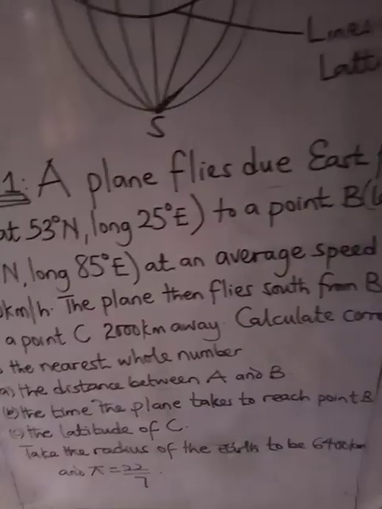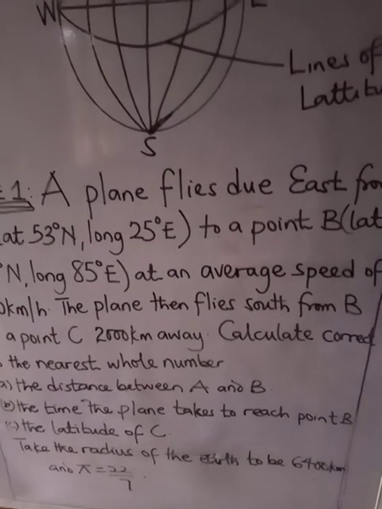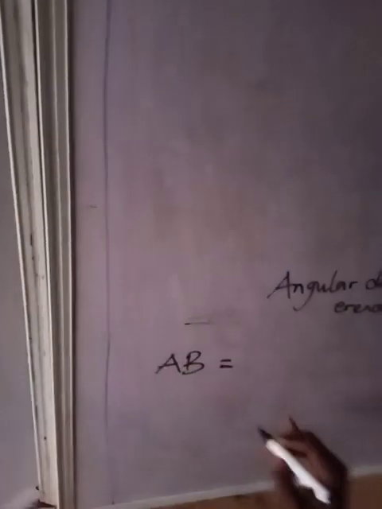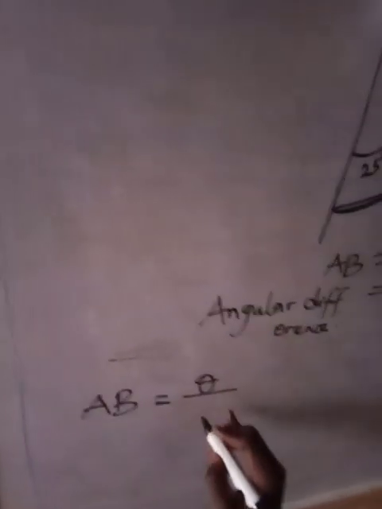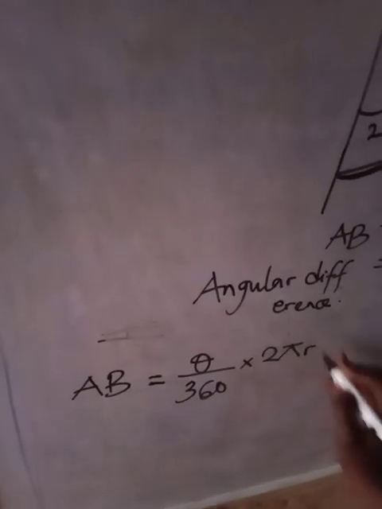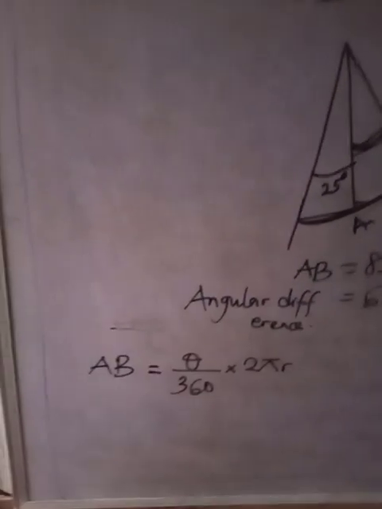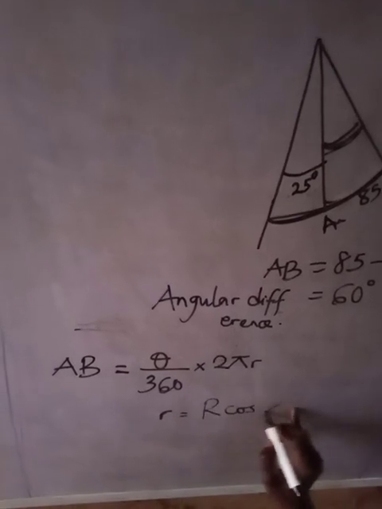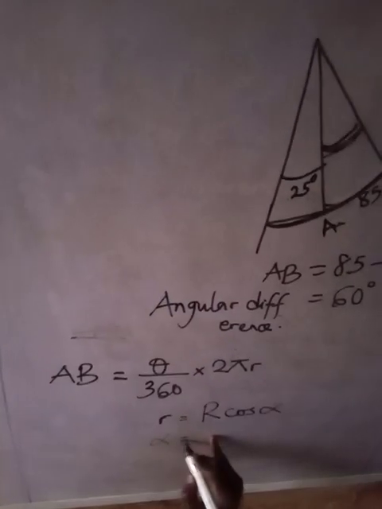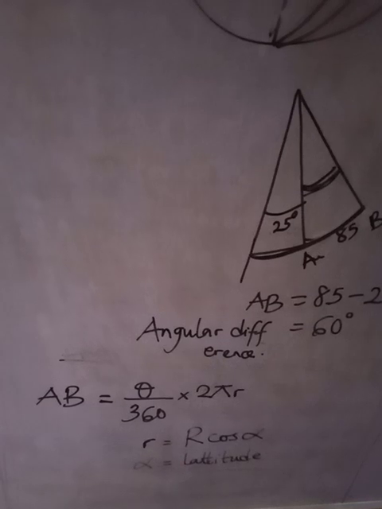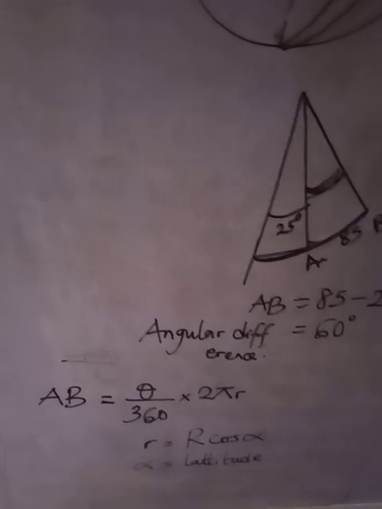So let's move on. The first thing is to calculate the distance between A and B. How do you calculate it? The angular difference over 360, multiplied by 2πr. Meanwhile, r will be R cos α, where α is the latitude. Capital R has been given as the radius of the earth.